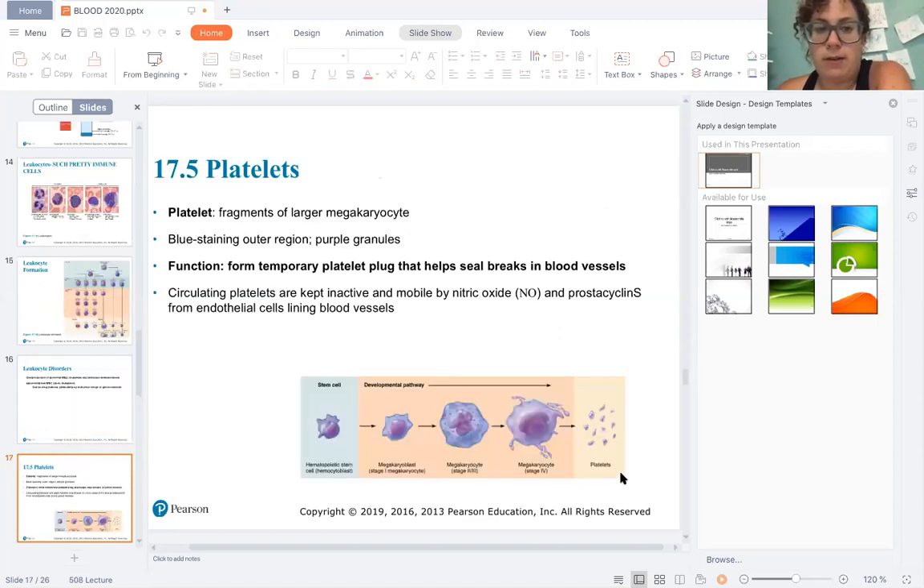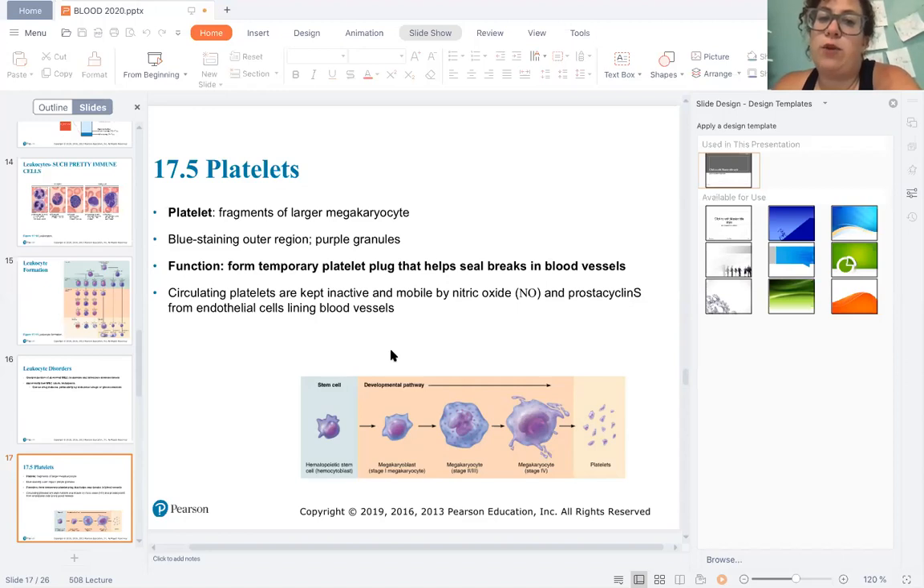And the last part of the formed elements of the blood is the platelets. And the platelets come from a stem cell, but it comes from a megakaryocyte. And what the megakaryocyte does at the end, so you see it's actually a cell with a nucleus, and then it starts shedding off these little fragments, and those fragments are platelets, okay?